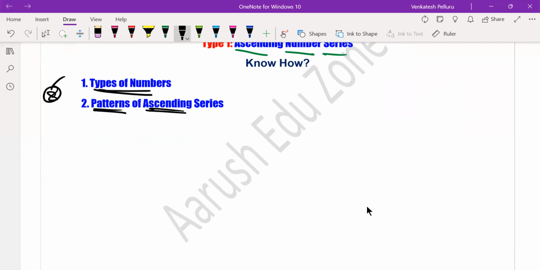So within the number series, again, we can have different patterns, especially for the first two, ascending and descending.